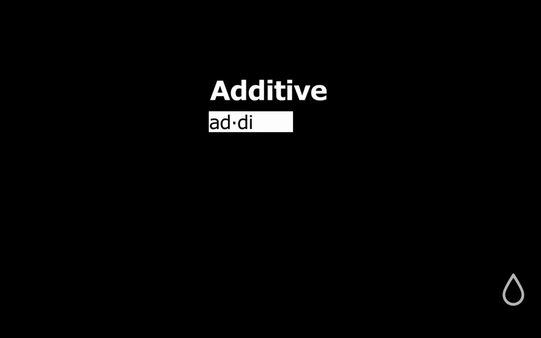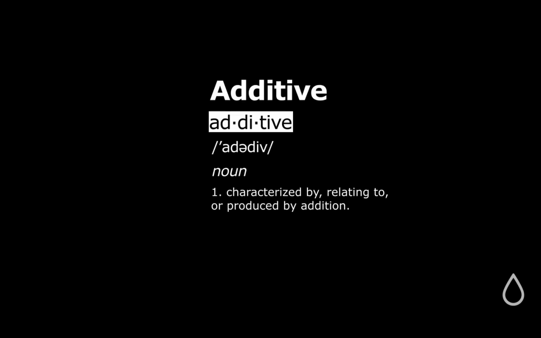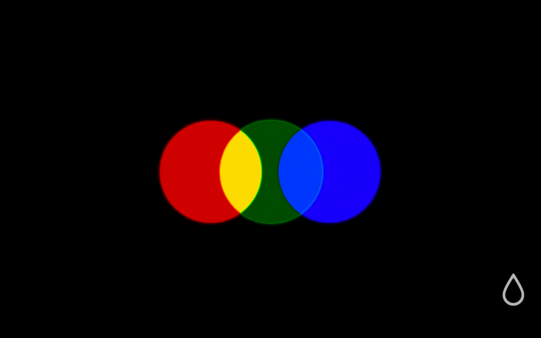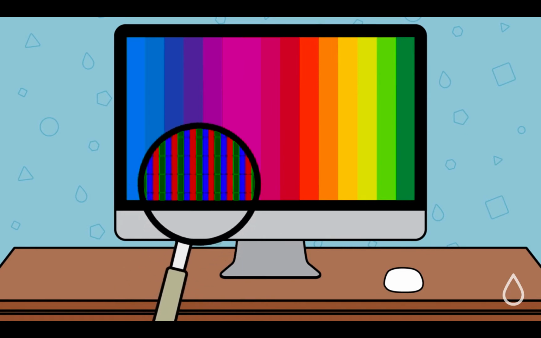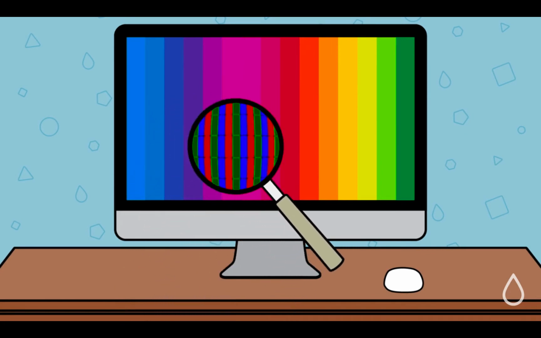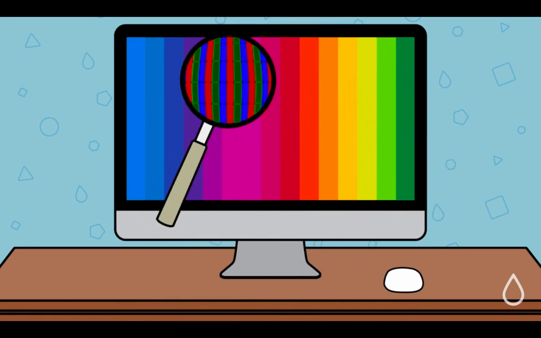RGB is an additive color model, which just means you start with no light or black, and then red, green, and blue are mixed together in different combinations to make colors and produce light. When all three are added together, it makes white light. Screens on your computer, TV, and phone use RGB pixels to produce images.